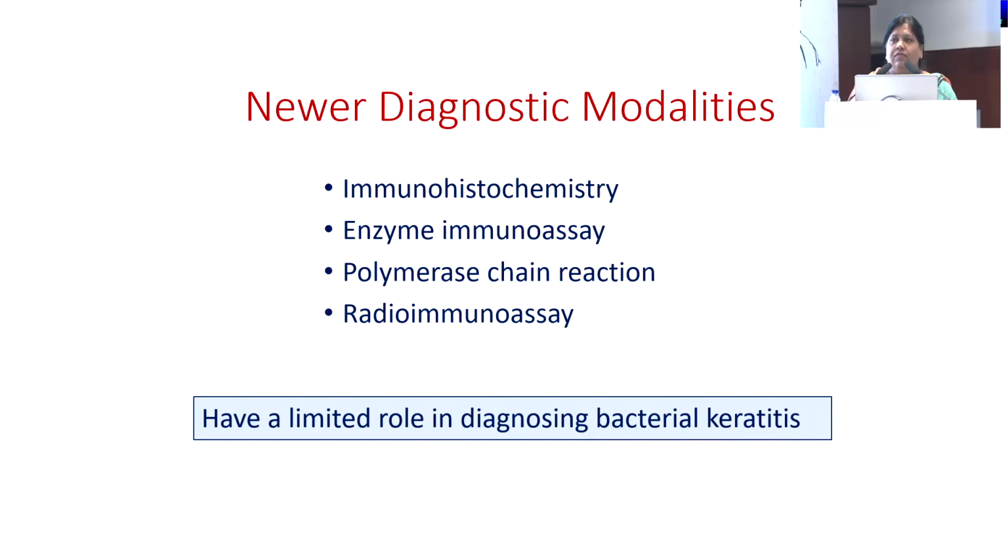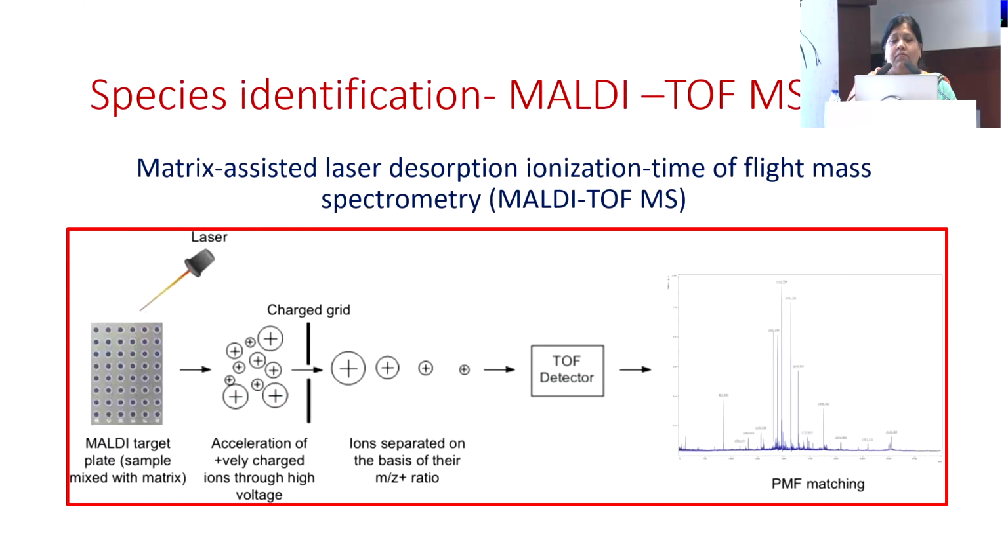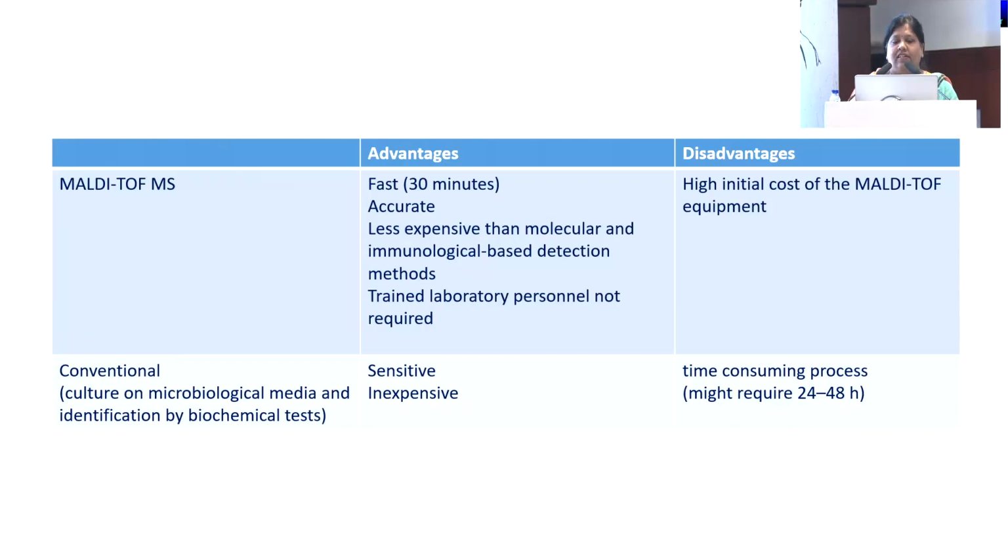PCR is very often used in advanced centers for fungal keratitis and atypical organisms, but you also have something called MALDI-TOF. This is a new technology which is used in major centers. This allows for very rapid identification and speciation of bacteria. It is very fast and accurate, and though there's a high initial cost of equipment, once there, it comes right down to the speciation. You do not require that extra 24 to 72 hours, 24 to 48 hours for speciation and sensitivity testing.